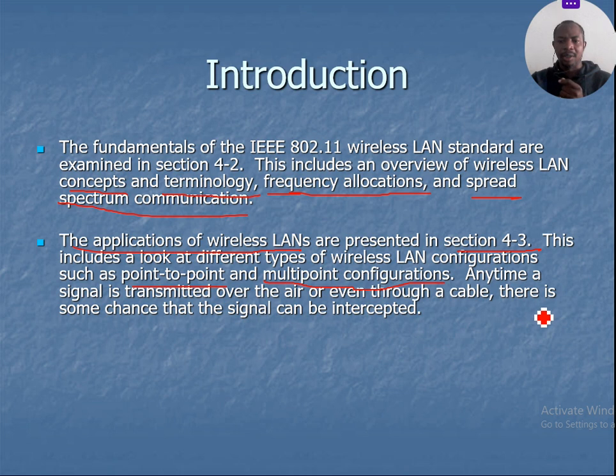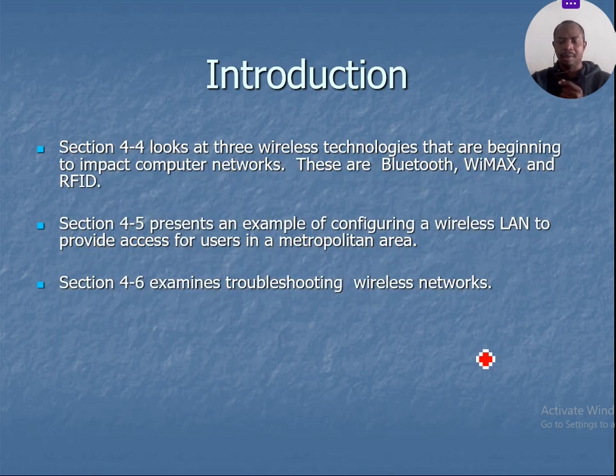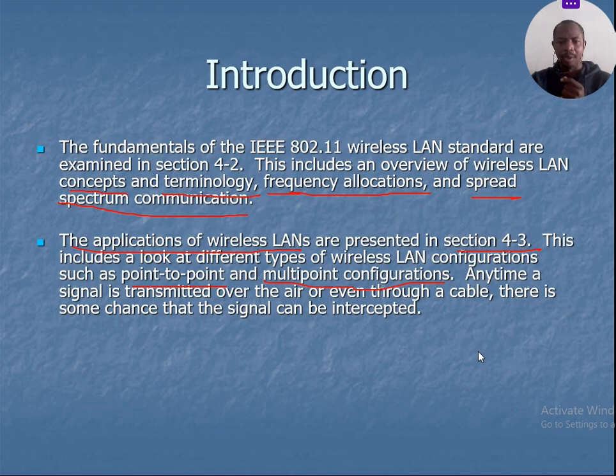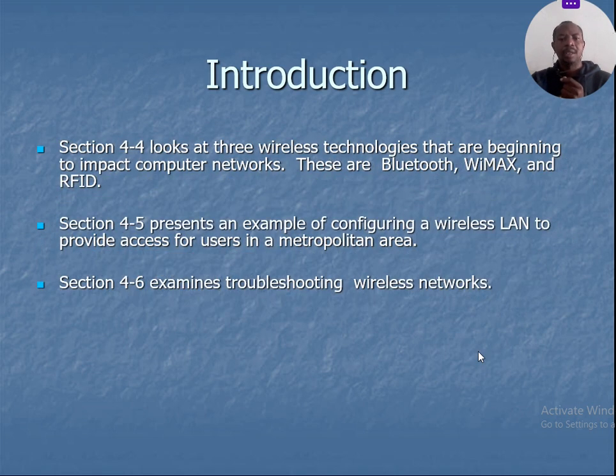Then we also look at the fact that anytime a signal is transmitted over the air or even through a cable, there is some chance that the signal can be intercepted. There is always a chance that this signal can be intercepted. So we look at the issues that come with interception of signal when it's transmitted through the air or propagated through a wire.